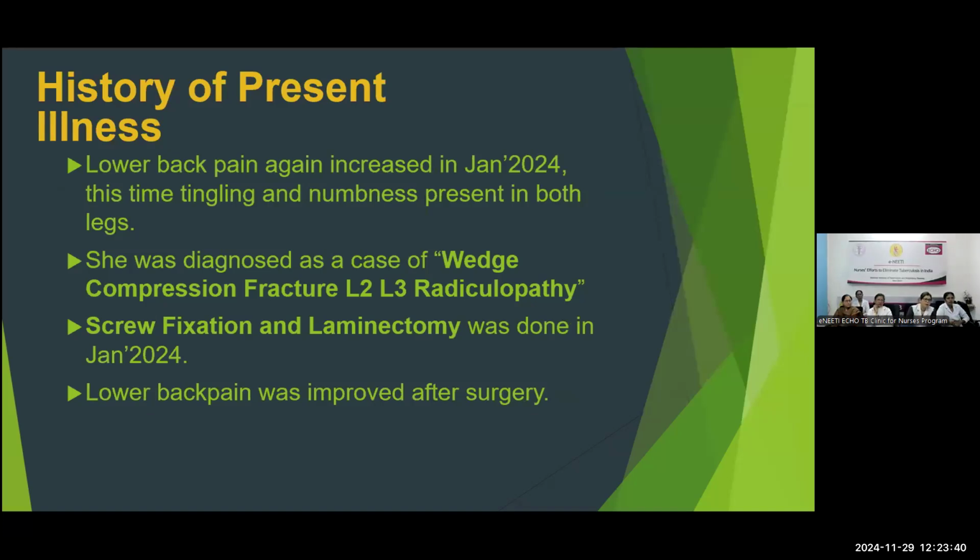Again, the lower back pain increased in January 2024. With the help of the injection, the pain subsided only for 15 days. And again it started in January 2024, and this time she noticed tingling and numbness in both legs. She consulted a spine specialist and was diagnosed with a compression fracture of L2 to L3 with radiculopathy. They said there was some compression of nerves in her lower back area, so they planned screw fixation and laminectomy. The surgery was done in January 2024 in a private hospital, and the lower back pain improved somewhat after the surgery.